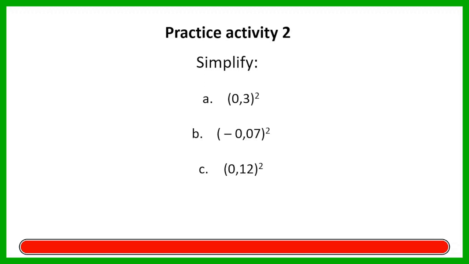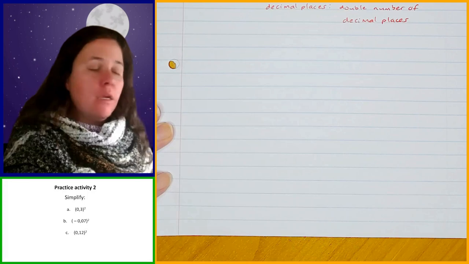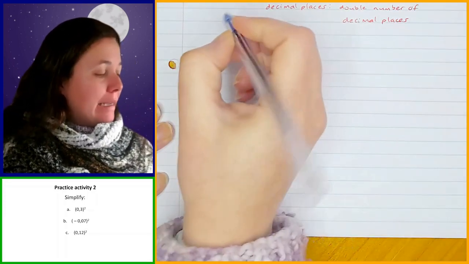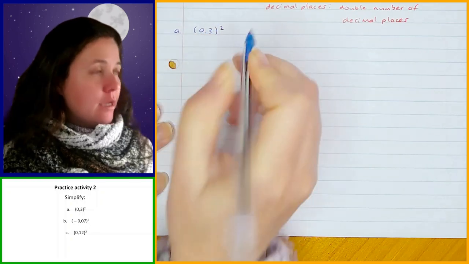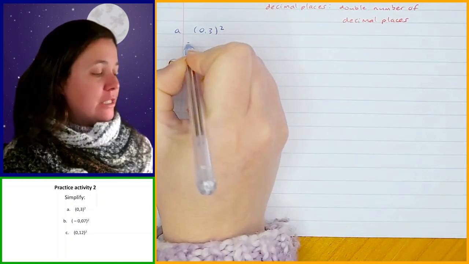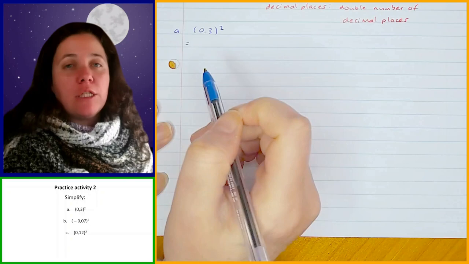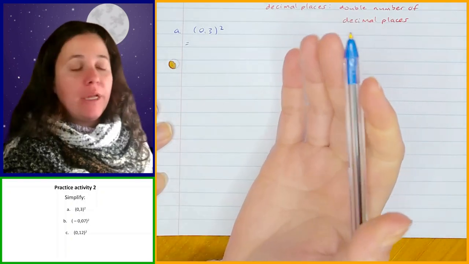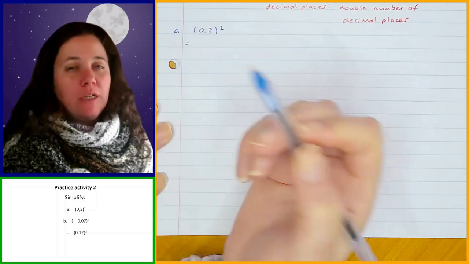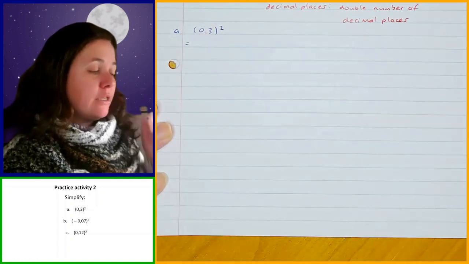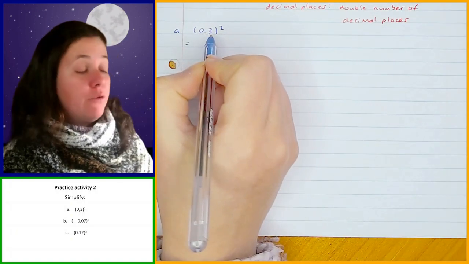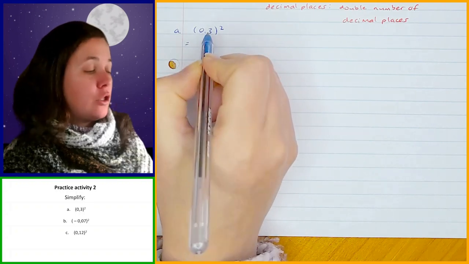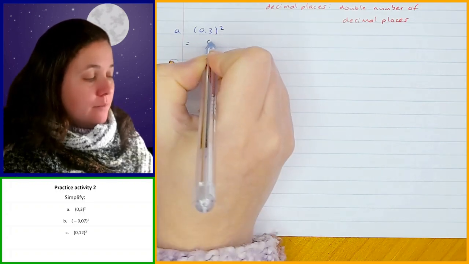Okay, so let's go through those examples. So for question A, you had 0.3 squared. Okay, so first of all, our sign is going to be positive because it's always positive when we're squaring, but also this was starting off as positive, so it'd have to be positive anyway. So it's going to be positive. Then we're going to take the non-zero part of this, which is the 3, and we're going to square that. So 3 squared is 9.